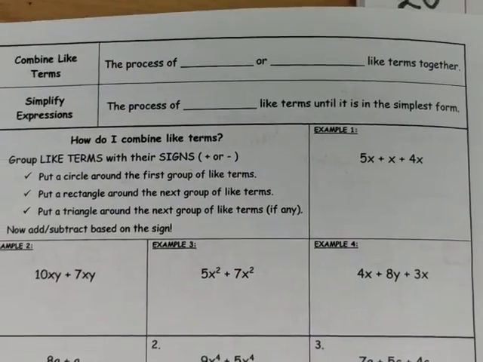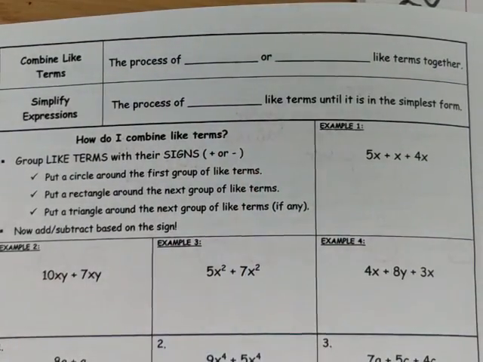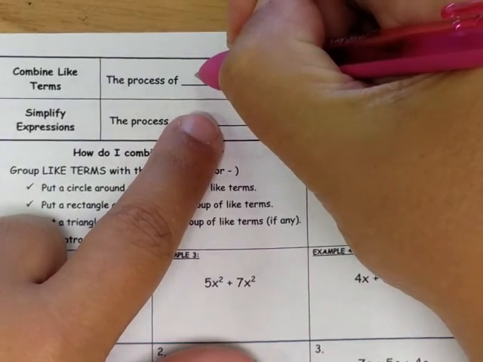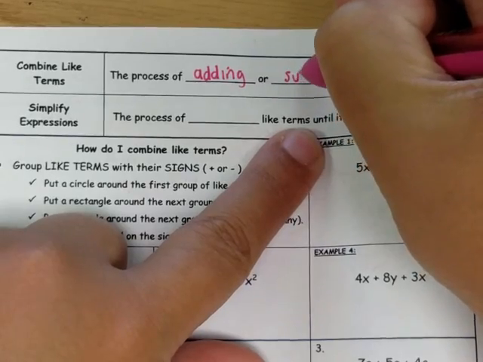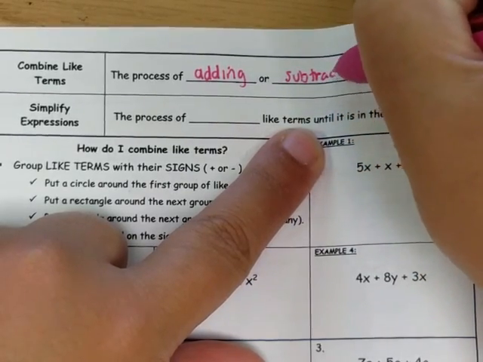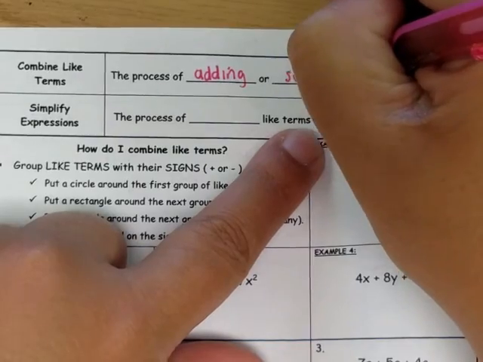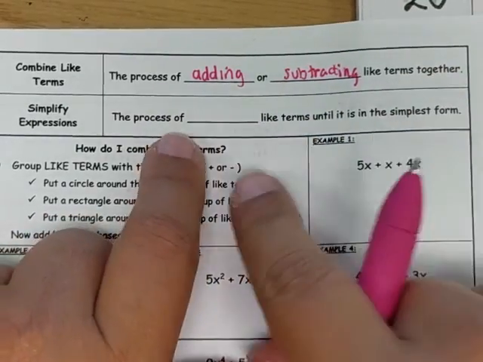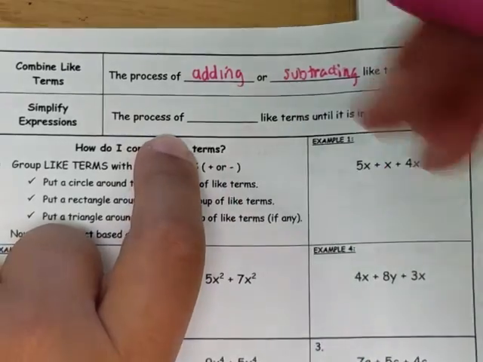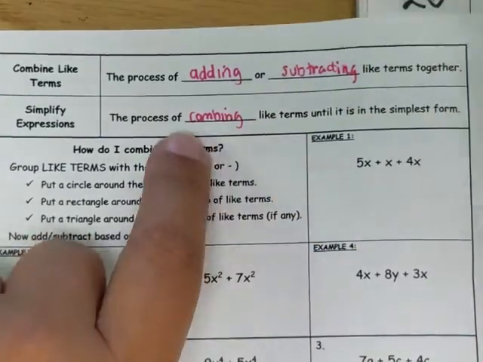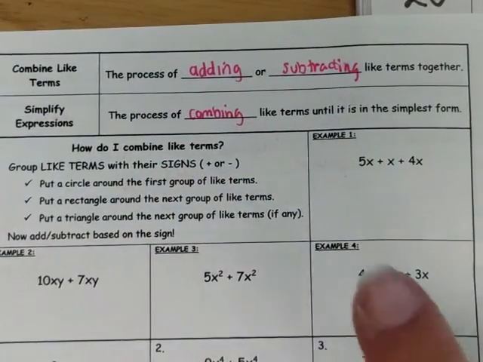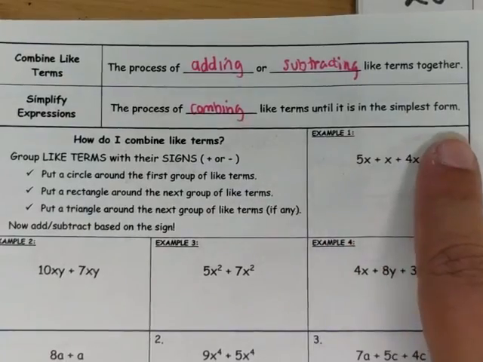So let's open up to the inside page, and we're going to talk about combining like terms, so actually putting them together. So combining like terms is the process of adding or subtracting like terms together. Simplifying just means that you're combining like terms. So you might have more than one set of like terms, and so therefore you simplify. And you're going to simplify until all the terms are in their simplest form.